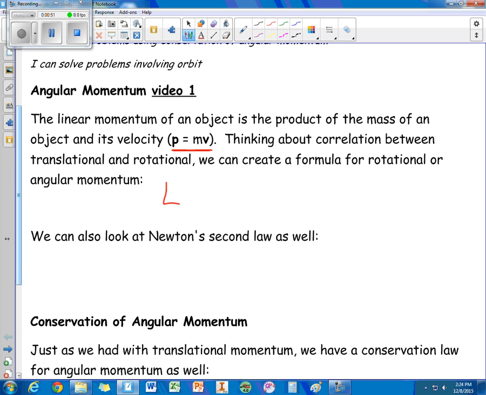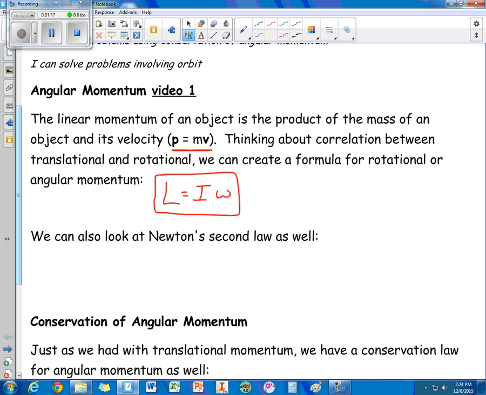And what this is, well, the rotational equivalent for mass is moment of inertia. And the rotational equivalent of velocity is angular velocity, omega. So there we have it. This is our formula for angular momentum. L equals I times omega. So this is a very simple formula, just like linear momentum.